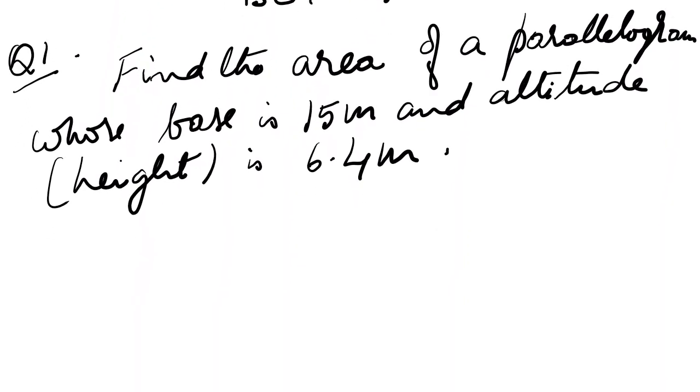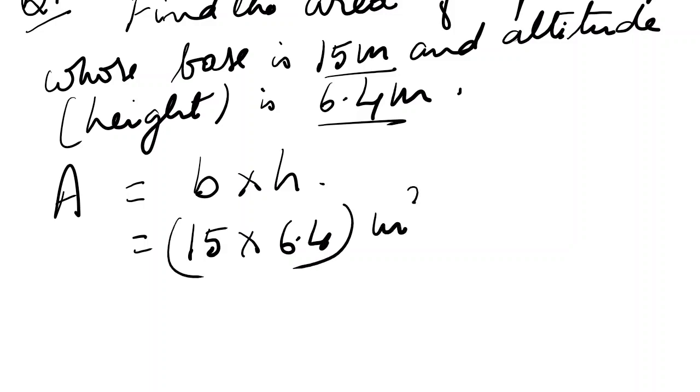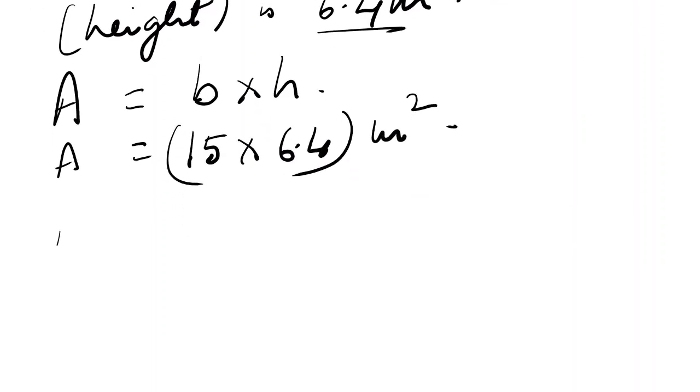Now area is equal to base into height. So here they have given straight away base is 15, height is 6.4. So you have to simply substitute the values. So base into height, that is base is 15, height is 6.4. So area will be in meter square, right? So area is equal to 6.4 into 15, which will be 15 fours are 60, 15 sixes are 90, and this 6 carried over, so 96.